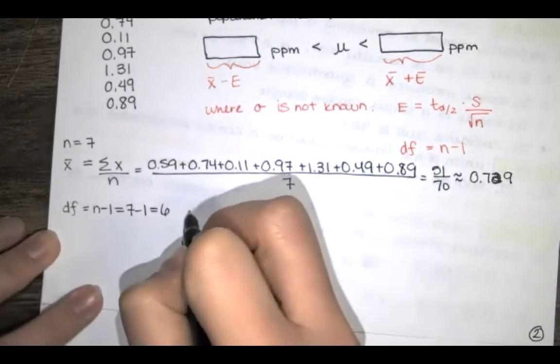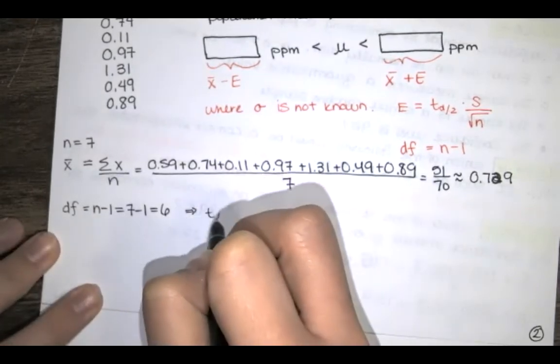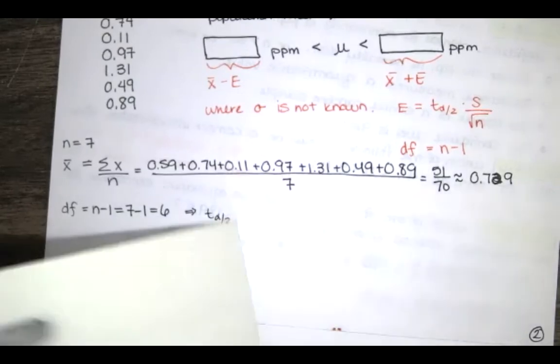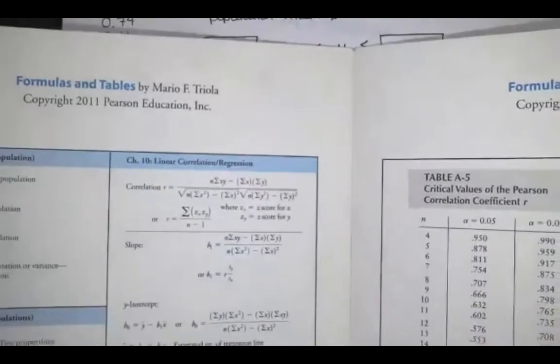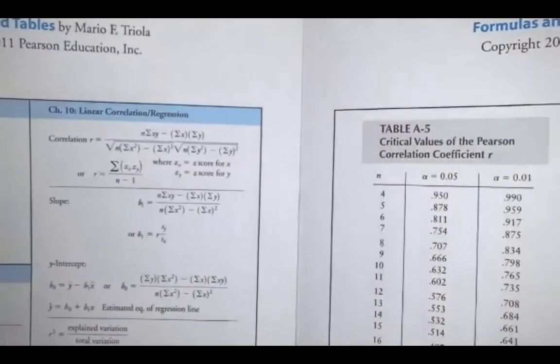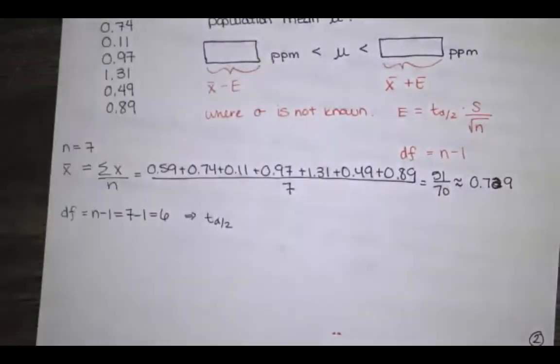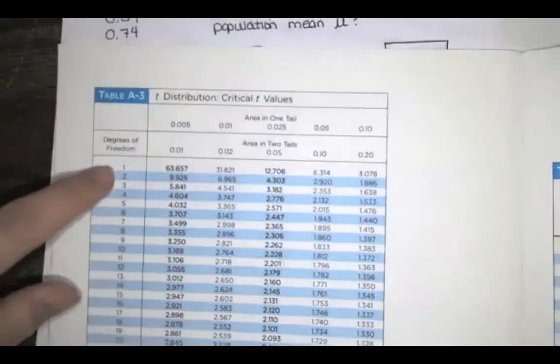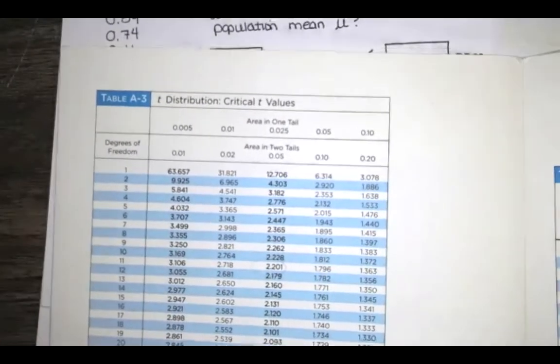So in order to find my t sub alpha over 2, I'm going to go to my table, and you'll have access to this during your exam. And you are looking for that table that involves the student t distribution. These are critical values of t for different degrees of freedom.